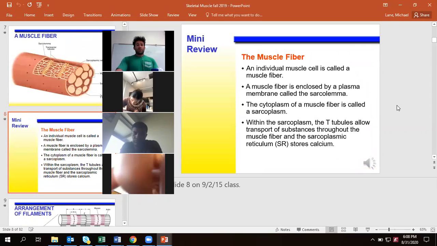So, the individual unit is the muscle fiber. The muscle fiber has the plasma membrane on the outside, which we call the sarcolemma. Instead of being cytoplasm, we call that sarcoplasm. And the sarcoplasm has the T-tubules going through it and the sarcoplasmic reticulum, which is where calcium is stored during relaxation bound to a protein known as calsequestrin. And that's what's going to release it to let that calcium go into the sarcoplasm, bind to troponin, we'll get to the different isoforms there in a few moments, and cause contraction.